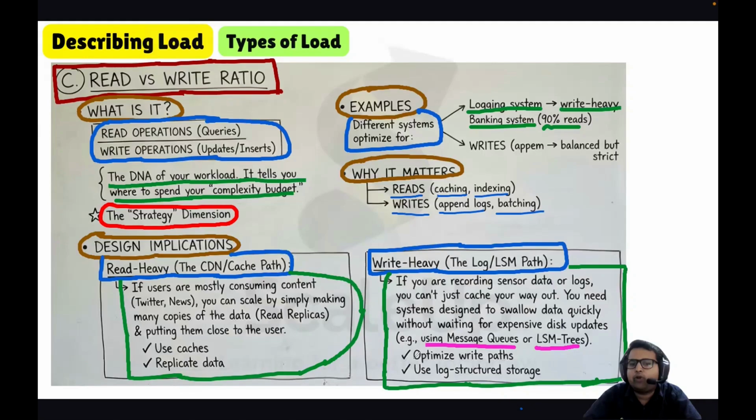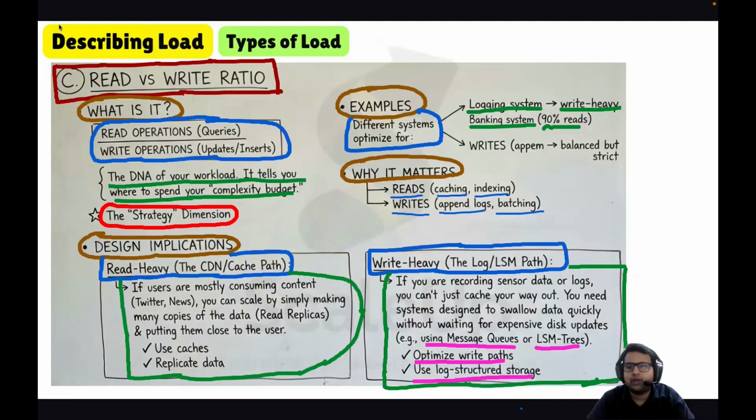So we have to optimize the write paths, and we have to use log structured storage. So in write heavy tasks, we have to make use of a temporary storage which can swallow the data quickly in real time.